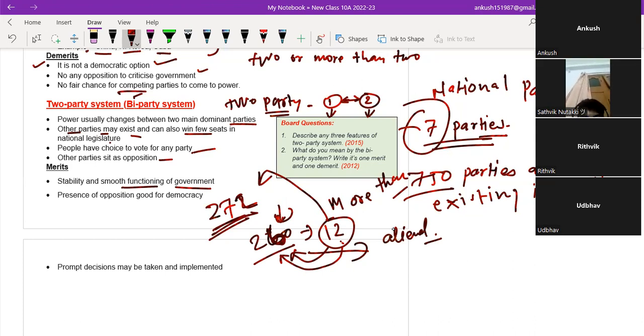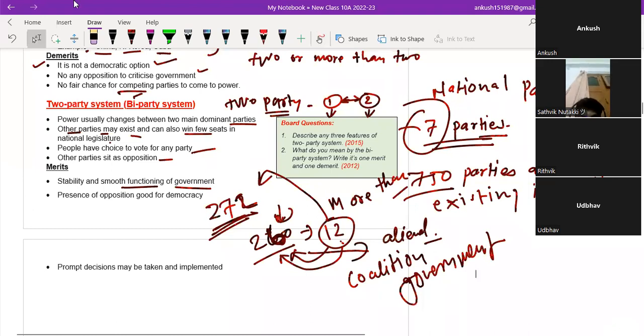Another word is there, coalition government. If suppose the ruling party, or the party winning the largest number of members, is not touching the magical number of winning the election clearly, not a one-sided election, at that time they may borrow some members from other parties, and they may form the coalition government there.